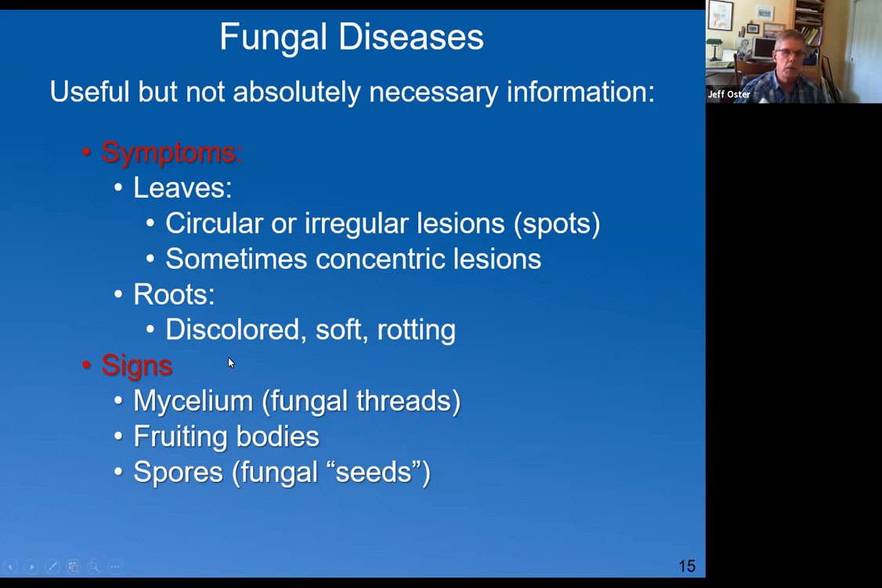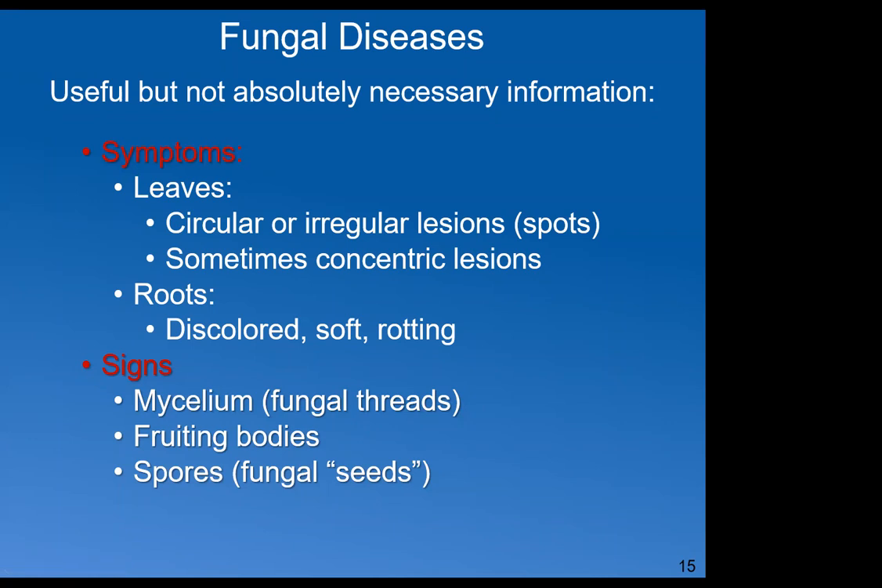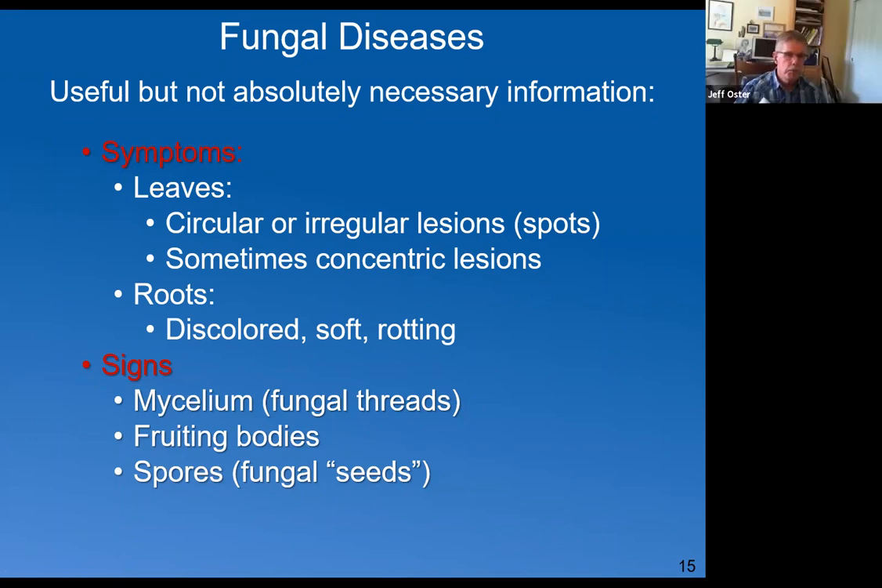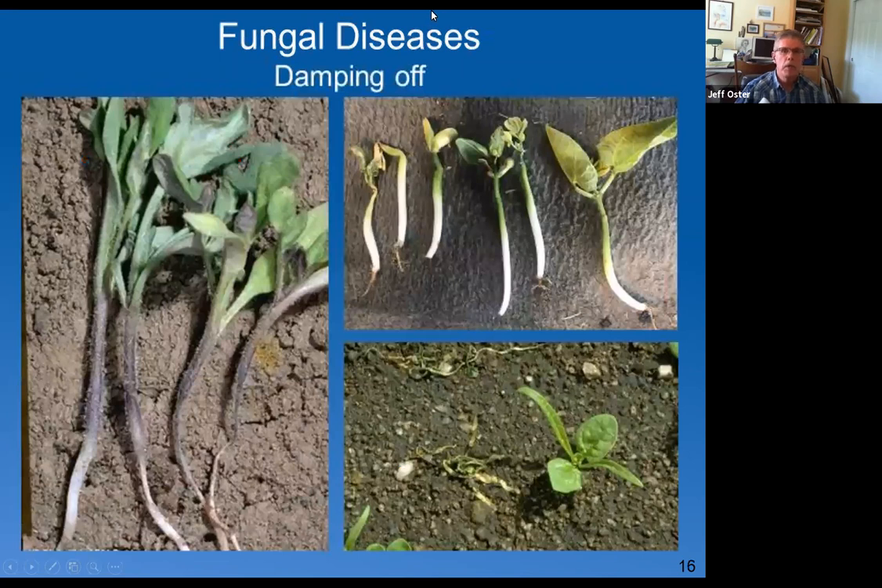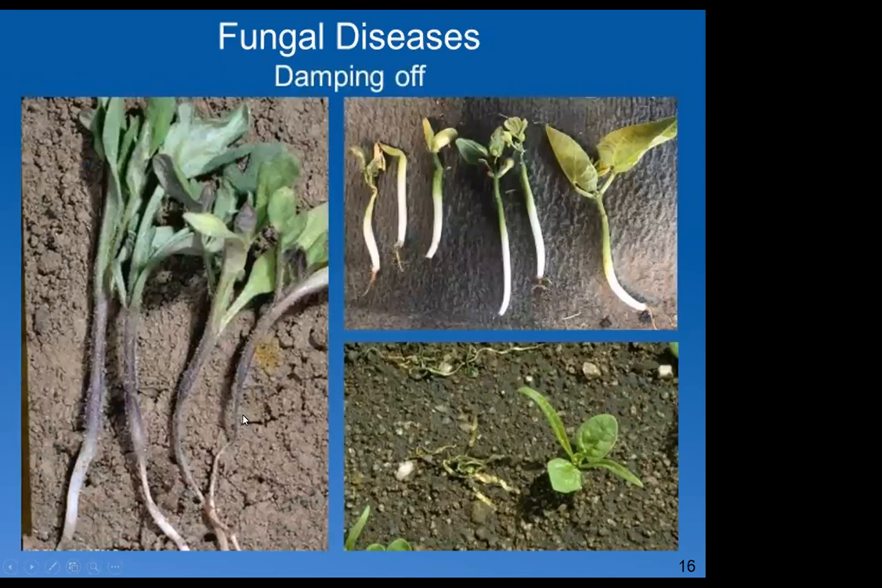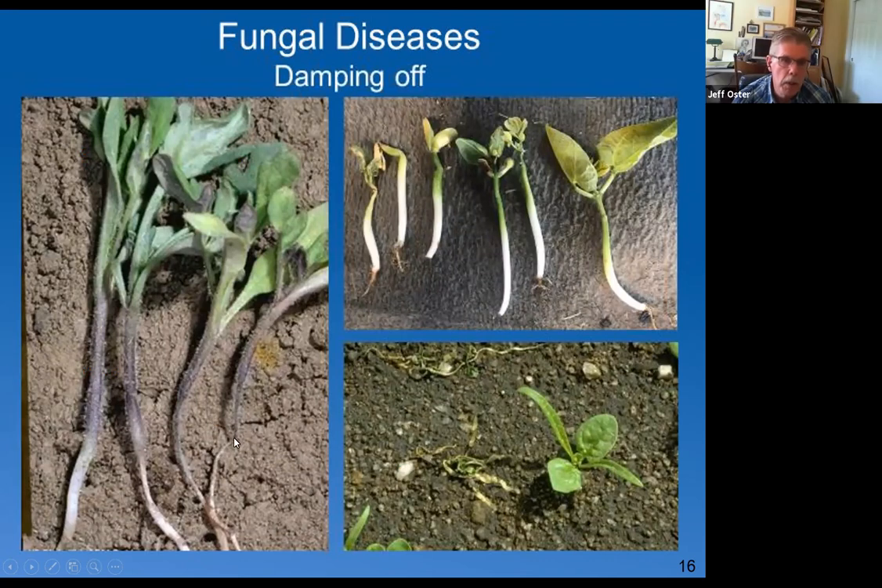Signs would be mycelium or fungal threads, little kind of cottony or soft, fruiting bodies like mushrooms, and spores that are like fungal seeds. So here we have damping off. This occurs early in the life cycle of a plant. Right here you see the stem is very narrow and kind of dried up, and you see this occurs at the soil line. It's caused by fungi of various kinds, and eventually it results in something ugly like this. You lost your entire plant.